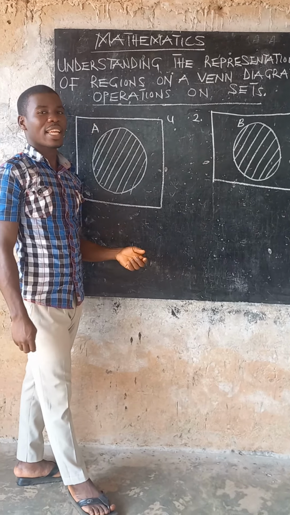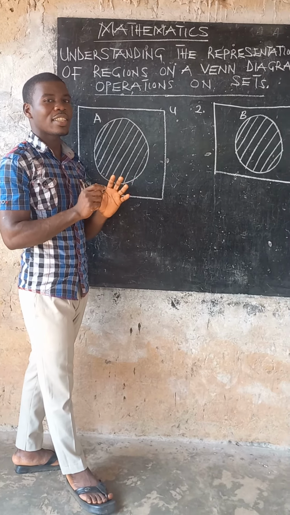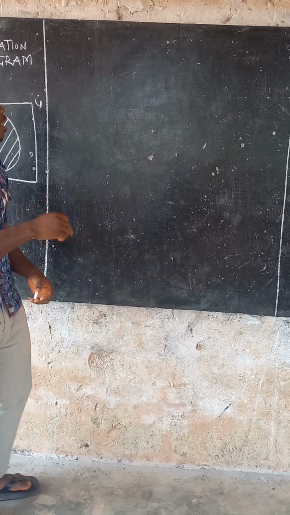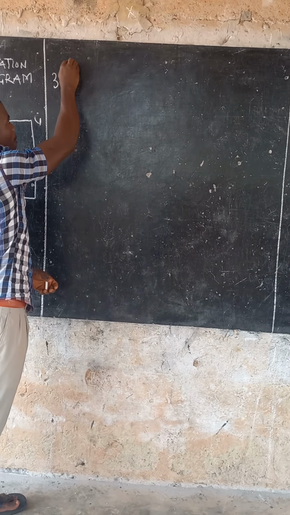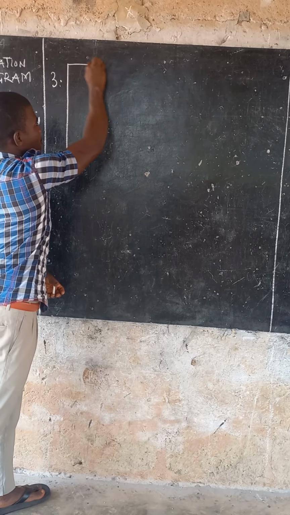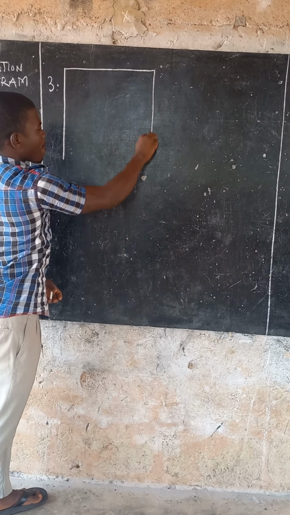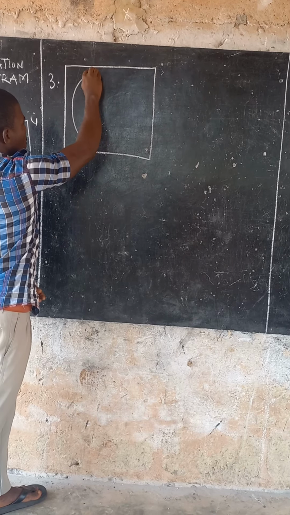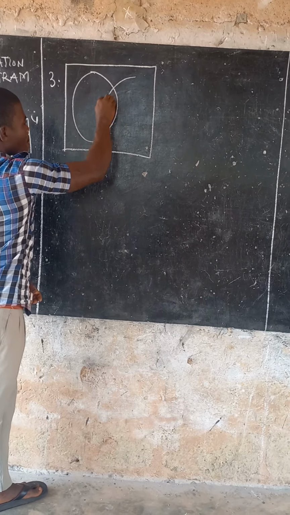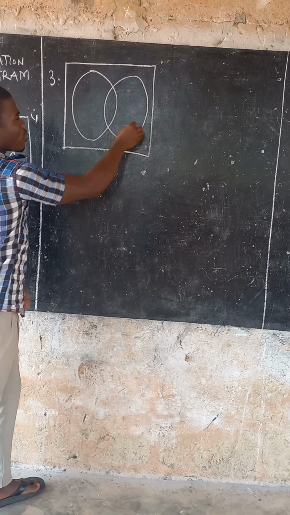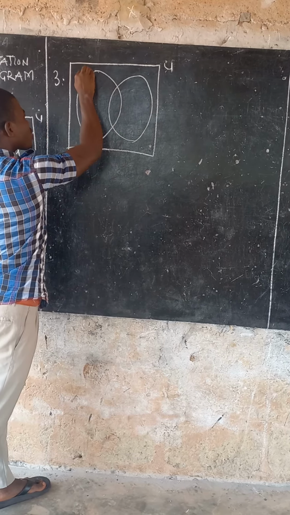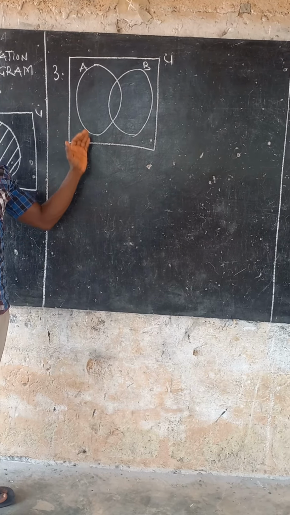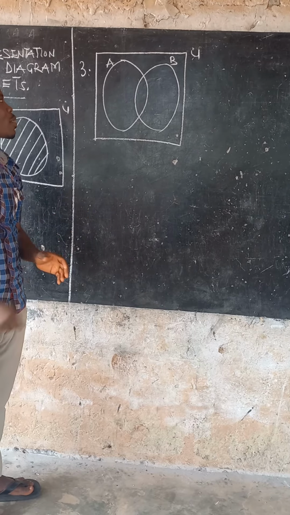Now let's put them together. That is where the confusion begins. So let's look at it. You could see that we are putting them together, or we've merged them.